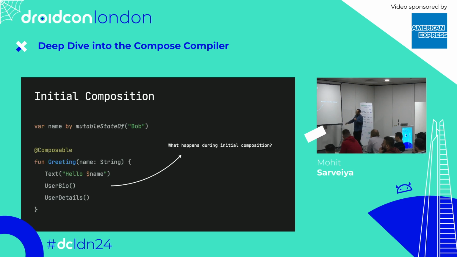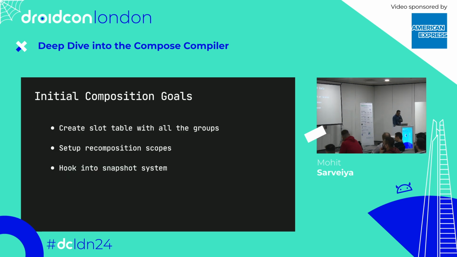So this is a very simple composable, in the context of Compose UI. What happens? How is all the information here recorded, and when you change that name, how do these things get updated? That's the question. So how do you explore that? These are three goals. This process is a flow.